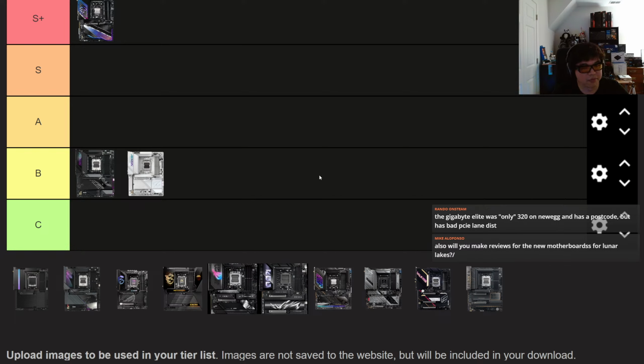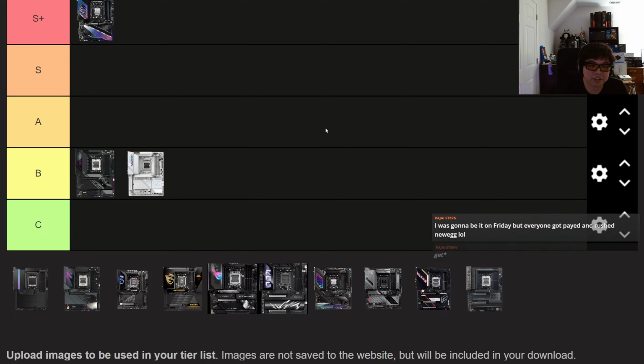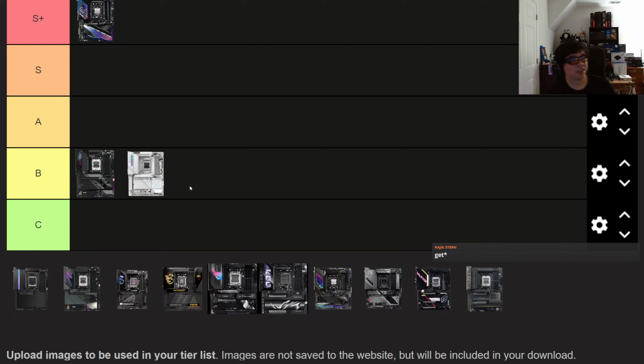Lunar Lake doesn't have motherboards. Lunar Lake is a mobile part. That's already out. Those are for laptops. The Gigabyte Elite was only $320 on Newegg and has a postcode, but has bad PCIe lane distribution. Well, okay, hold on. So the Gigabyte boards are actually very flexible in terms of their lanes. So you can do a lot with these Gigabyte boards.